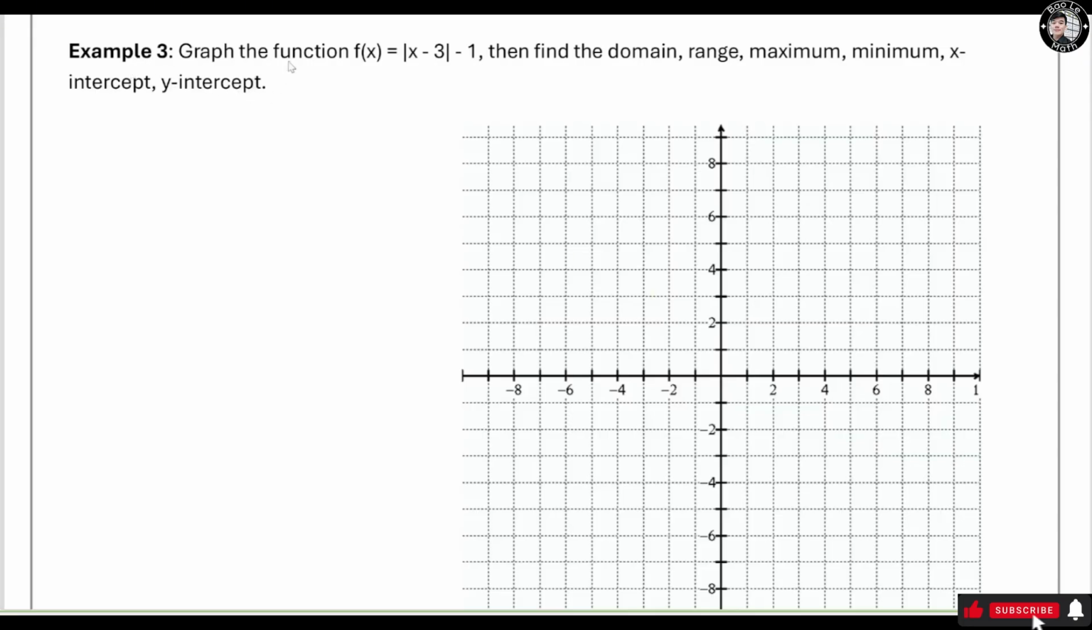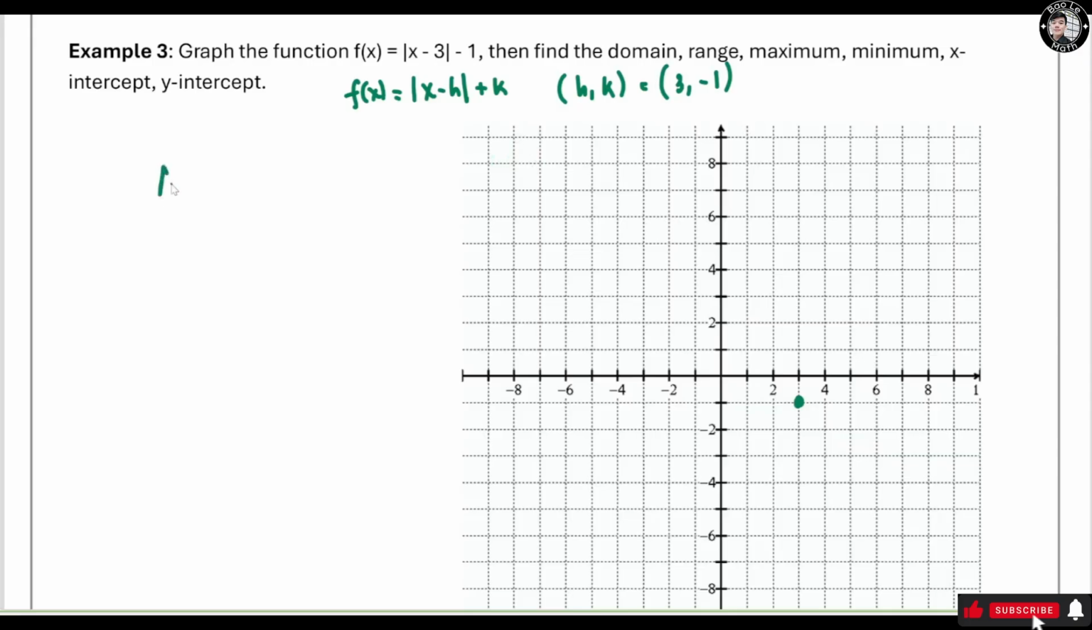Example number 3. Graph the function f of x equals absolute value of x minus 3 minus 1. Then find the domain and range, maximum, minimum, x-intercept, and y-intercept. Alright, so remember the absolute value function has the formula absolute value of x minus h plus k, right? Where h and k is the vertex. In this situation, it's gonna be 3, negative 1, right? So I'm gonna locate 3, negative 1. It's gonna be right here.